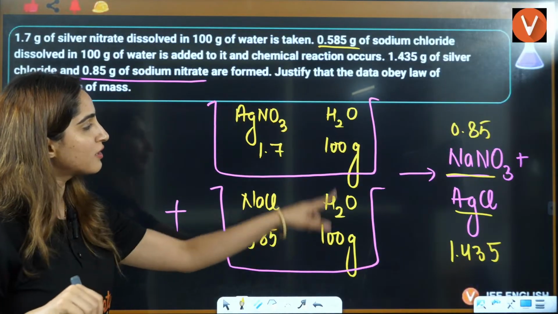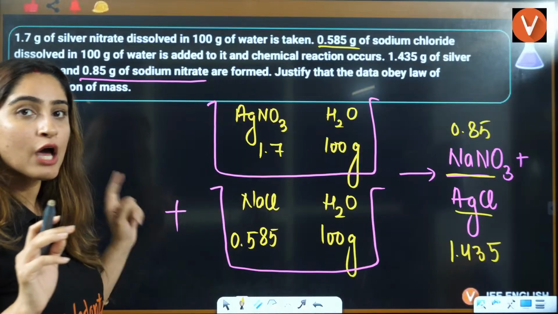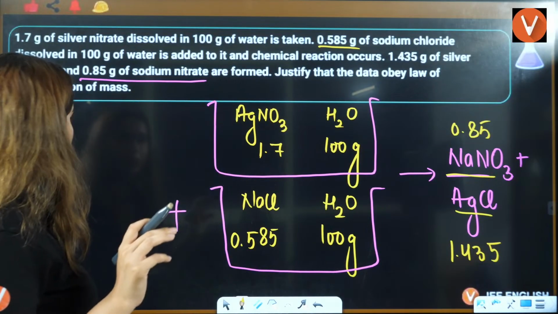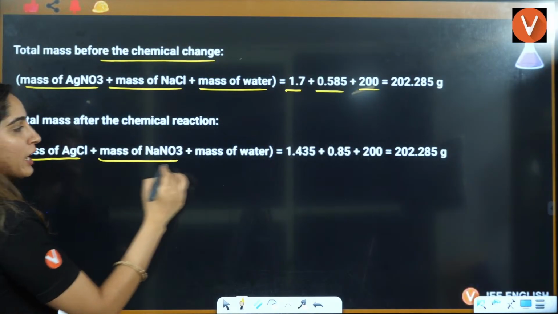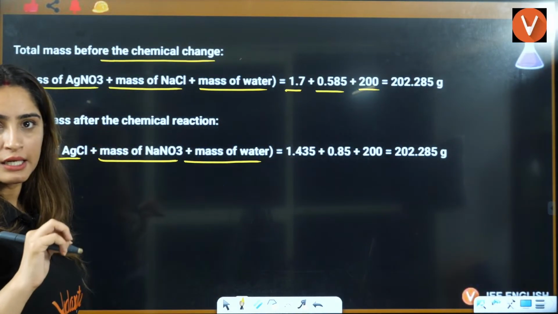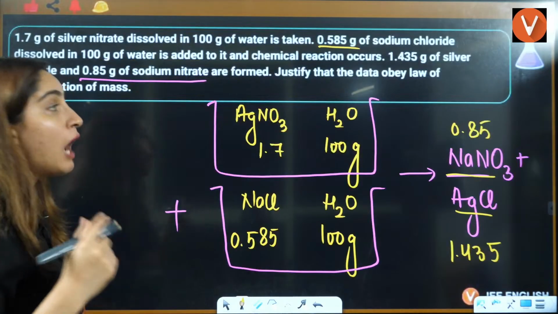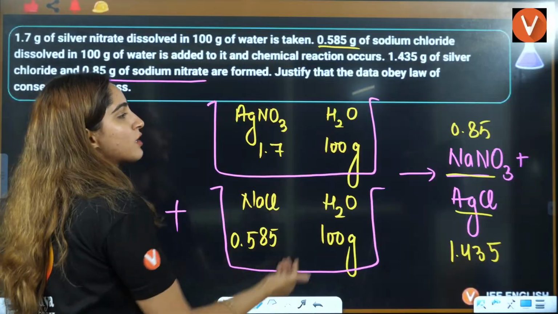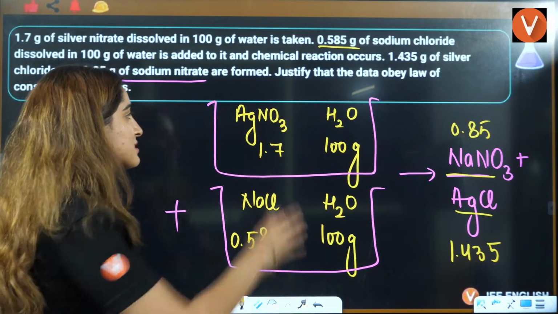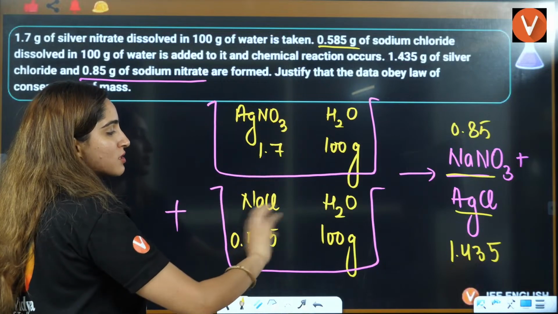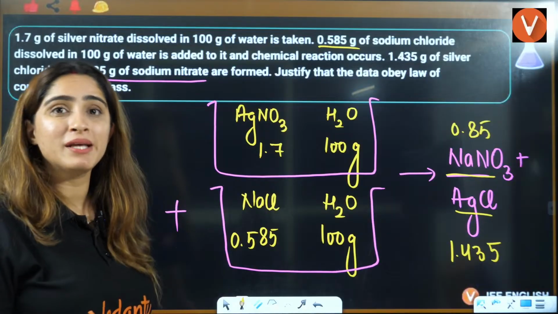Because this was 100, this was 100, this together makes 200. You will add all of this. Now, in the answer side, what you have is mass of AgCl, mass of NaNO3, and mass of water, right? You will say, ma'am, how did water appear all of a sudden? Because water is there. In the product side also there will be water, because this is a solution of NaCl in water. So water will be there in the beaker.